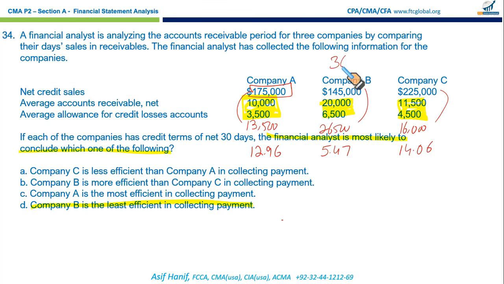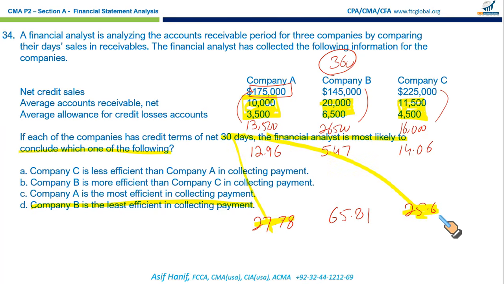360 days a year, so 360 divided by 12.96, let's do that. It gives you 27.78 days. 360 divided by 5.47 gives 65.81 days, terrible. And for the last one, 360 divided by 14.06 gives 25.60. Since 30 days was the benchmark, of these, A and C are collecting within 30 days. The problem is with B. So company B is the least efficient.